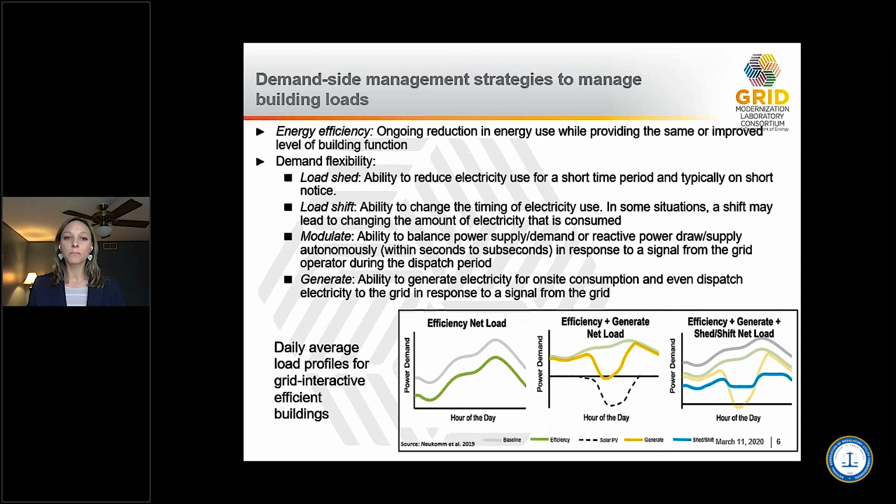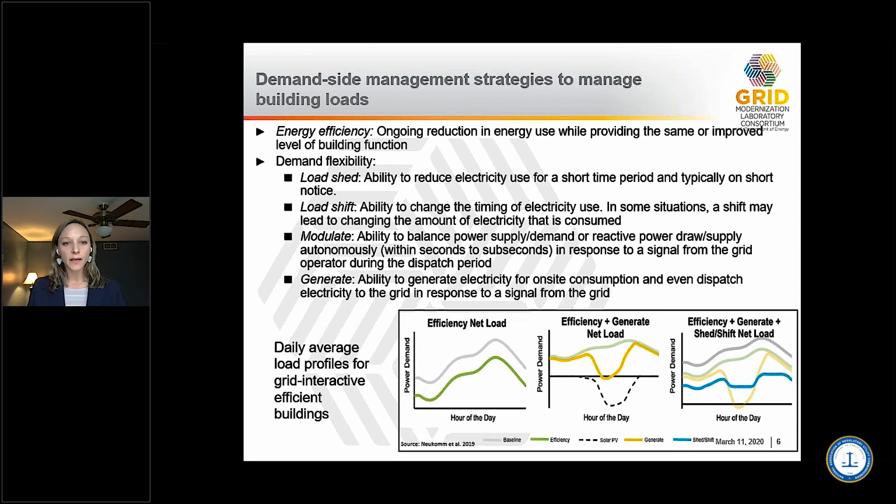Modulate is the ability to balance power supply and demand, or reactive power draw and supply, autonomously in response to a signal from the grid. And generate is the ability to generate electricity for on-site consumption and also dispatch electricity to the grid in response to a signal from a grid operator.